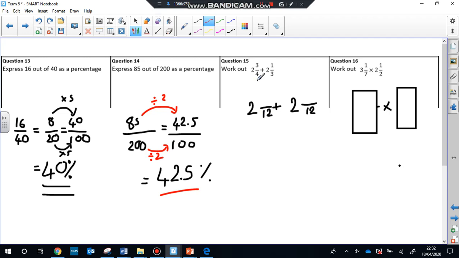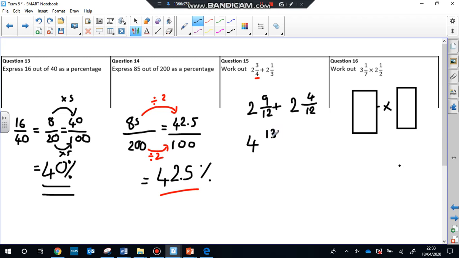So I now need to think about, what did I multiply 4 by to get 12, and that was 3. So I need to multiply the top number by 3, which gives me 3 3s are 9, so that's 9/12. And over here, what did I multiply the 3 by? Well, I multiplied that by 4, so I need to multiply the top number by 4, which gives me 4. Now I can add the whole numbers. 2 add 2 is 4. I can add the fractions. 9 add 4 is 13.